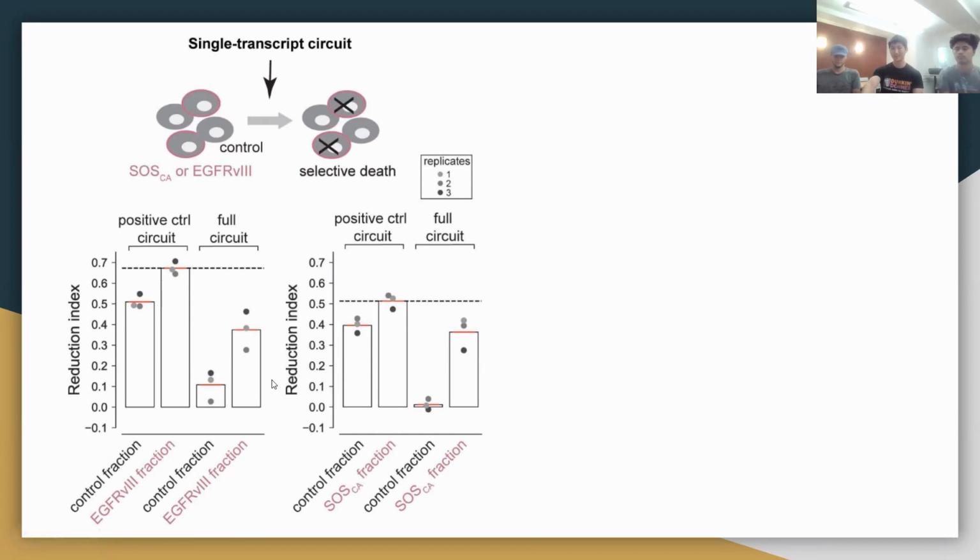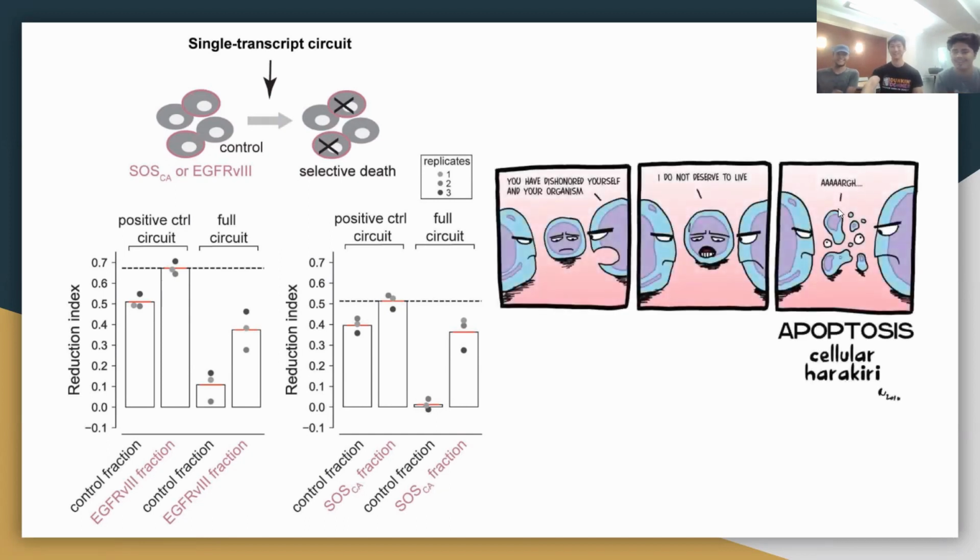In other words, the main takeaway is that the cancer cells die. I mean, you're saying you have dishonored yourself in your organism, and the cancer cells like, I don't deserve to live. And there you go, apoptosis.